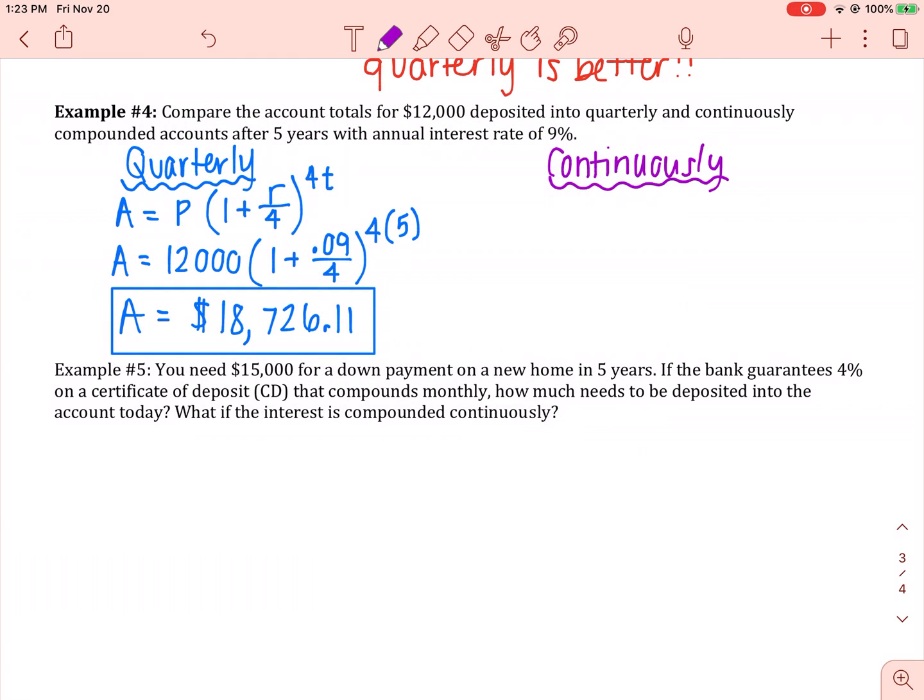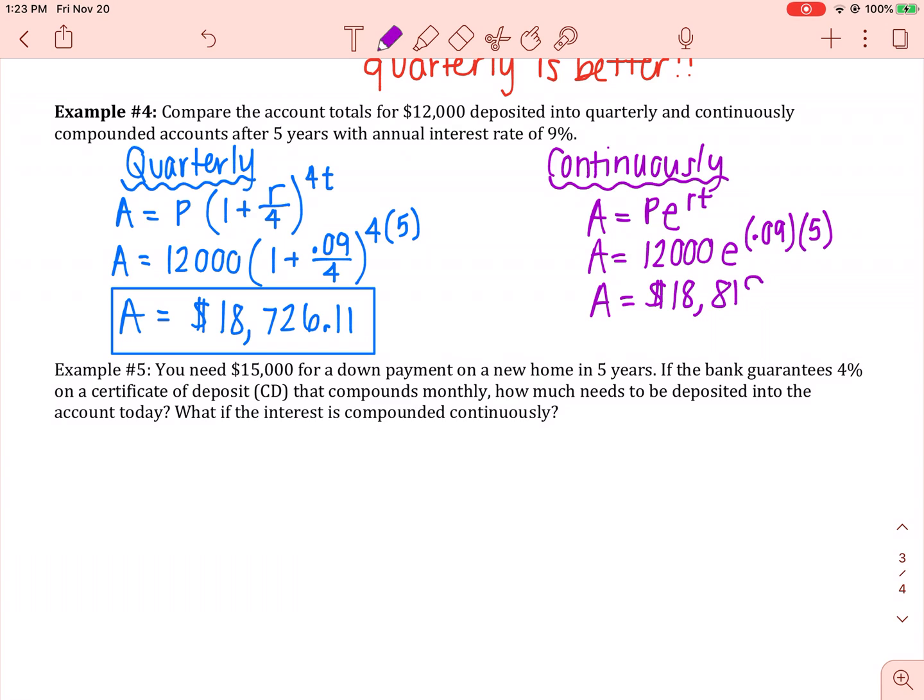Let's compare that to continuously. Continuously has the formula P-E raised to the RT. I know that just from the beginning of this note sheet. Plug in what I know. 12,000. E, the rate is 0.09 times 5 years. Typing that into your calculator, you should get 18,819.75. So now the time comes to compare which one's better. Well, it's going to be continuous. Right? This one's better. This one's more money. You can write yourself a sentence that continuously is better because you're going to make about $93 more than if you compounded quarterly.